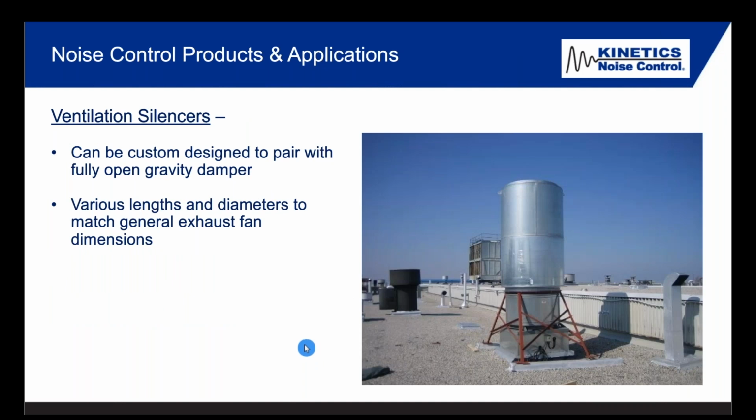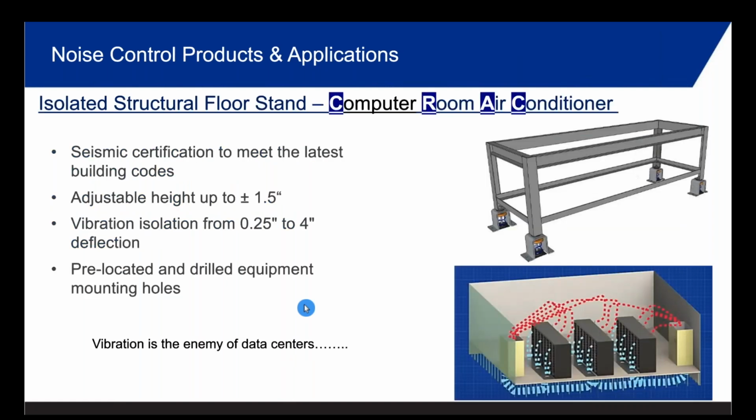Upblast fans, there might be 50 of these on the building. You have them turn on, the gravity damper opens up, and we can design baffles internal to these circular silencers. So when the gravity damper opens and it's fully open, then we can mate the width or thickness of the baffle to be no greater than that, to keep these low pressure drop silencers for those exhaust fans.